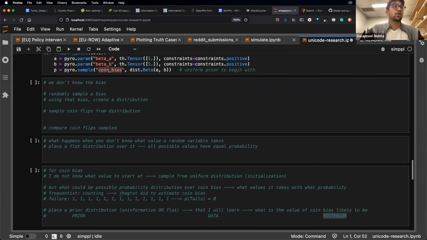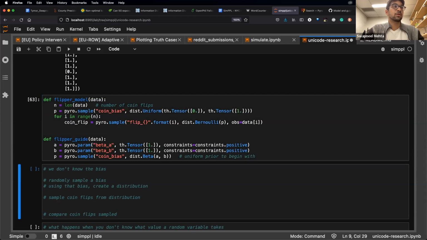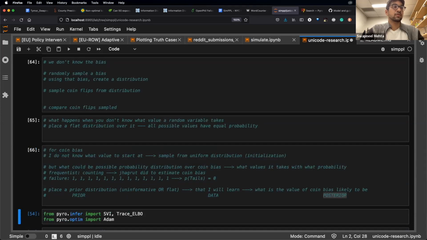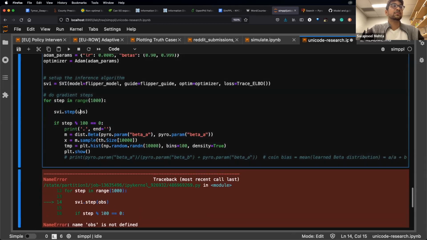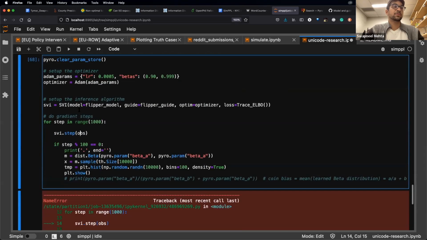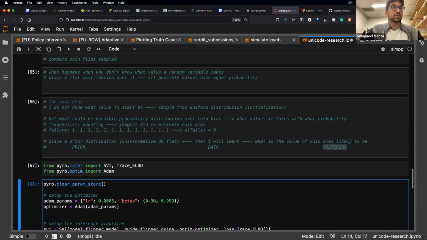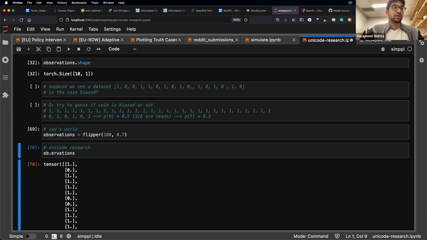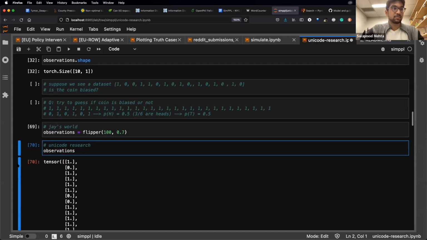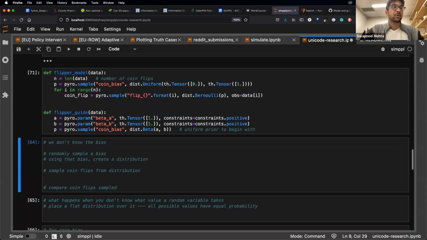Yikes. Flipper model. Did we not write flipper model? Do not run it. Obs is not defined. What were our observations? Obs was actually our observations. What? We did not run anything? Thought we did. Or we want, let's say, 100 observations, 0.7. I don't want to actually. Fine. Flipper model data.